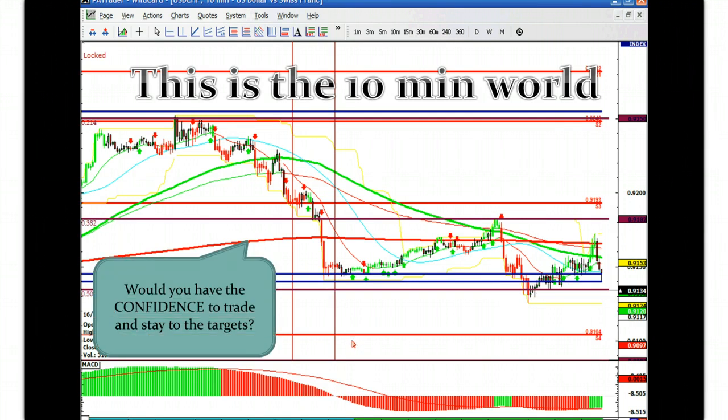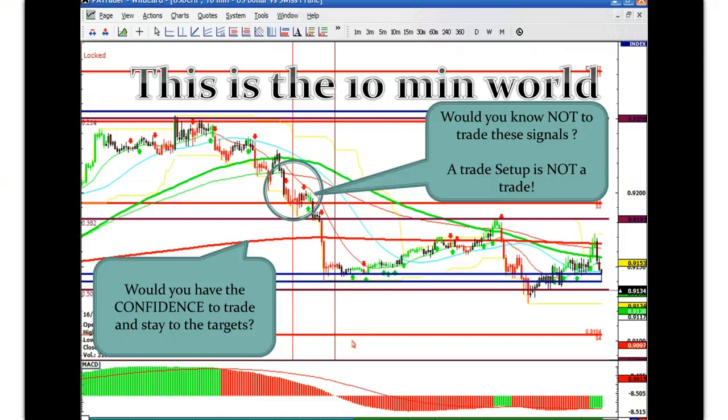Now, if you knew those targets were there, would you have the confidence to trade and stay into the targets if you knew where they were? See? And would you know not to trade these signals because you're trading right into a target? You see the difference? A trade setup is not a trade. And most of you, if you could take your last year's trading or the last 6 months of your trading, and you would never make those trades again, what would your margin account look like when you didn't have 500 bad trades in it? It would be dramatically different.